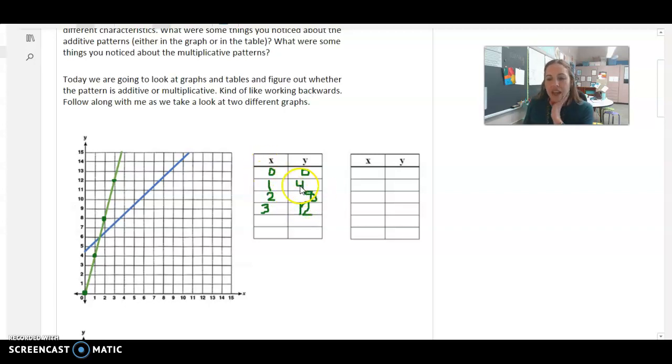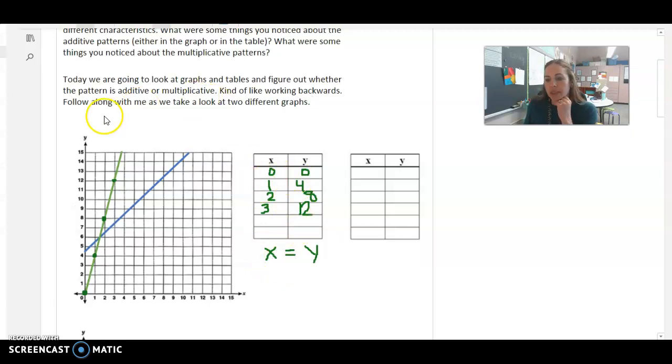Okay, now we can look at our table and think of it as an input-output table. So we have some values for X, and then something is happening to X in order to give us Y. Because remember, we always do something to X, and it equals Y. We could be adding something to X or multiplying something to X.